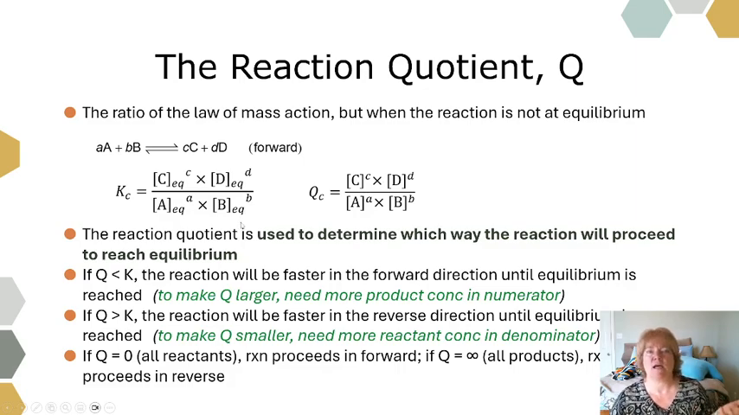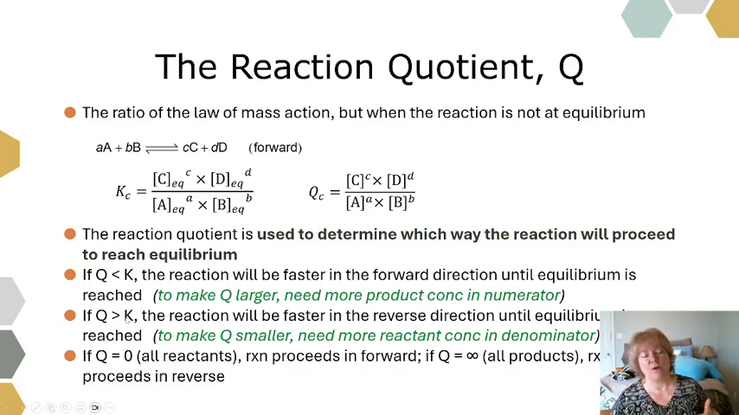It's just sometime during the reaction. If I stop at one point, if I were to freeze it if I could and measure the concentrations, but it's not yet at equilibrium, I could calculate Q. So if Q is less than K, I need to make Q bigger to get to K. To make it bigger, I need more in the numerator. That means that the reaction will be faster in the forward direction until equilibrium is reached. So to make Q larger, I need more concentration in the numerator. So it's going to go forward to get there.